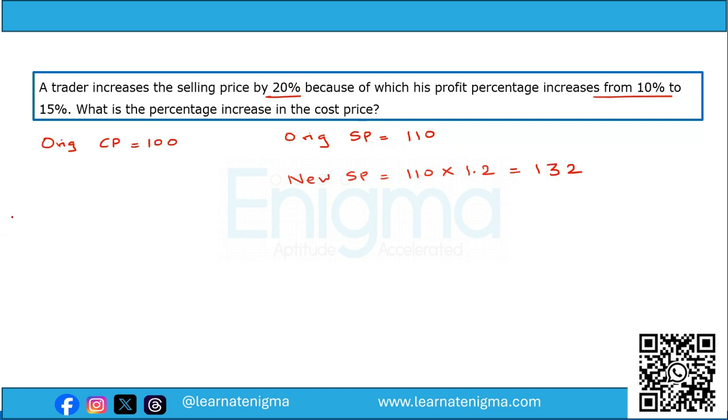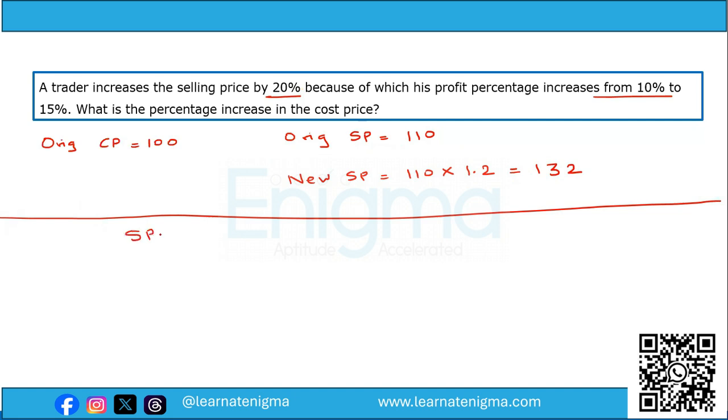Now, the general formula which we use for selling price is cost price into multiplier. Now, this multiplier changes depending on the profit or loss percentage. Now, there is a profit of 15% when you are selling it at 132. So, selling price is 132, cost price we have to find out. The multiplier will be 1 plus 15 by 100.